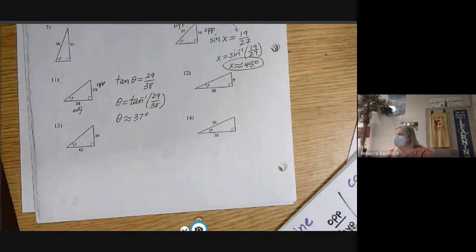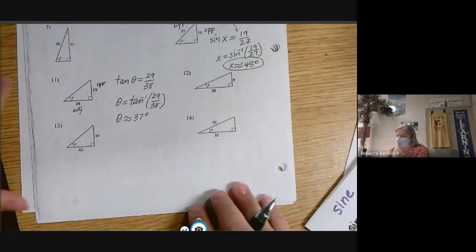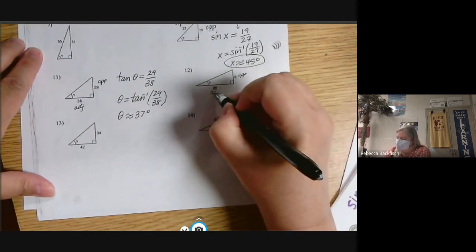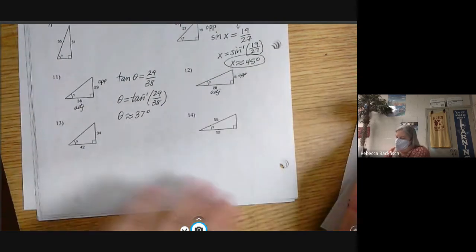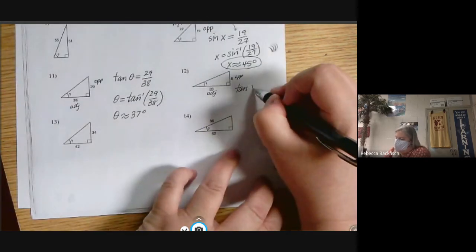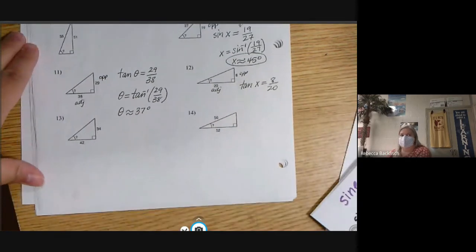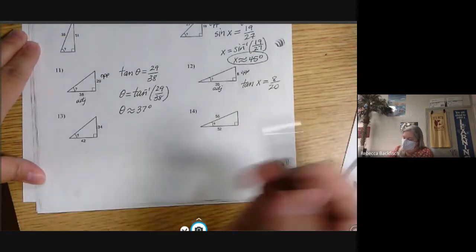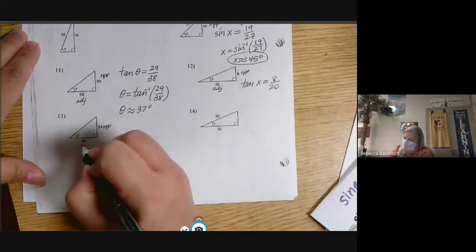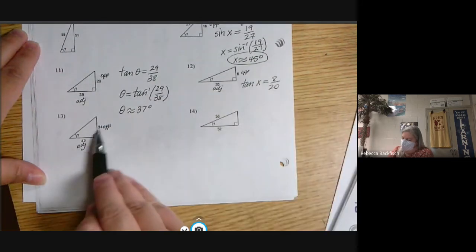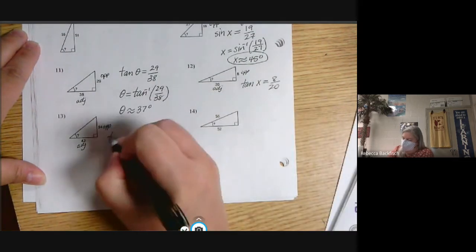Okay, let's look at just setting up the equations. For 12, this is opposite, this is adjacent, so I'm going to use tan. So I would say tan of x equals 8 over 20. That's my initial equation. For 13, this is opposite, this is adjacent, so again I'm going to use tan. So I'll say tan of x equals opposite over adjacent, 34 over 42.